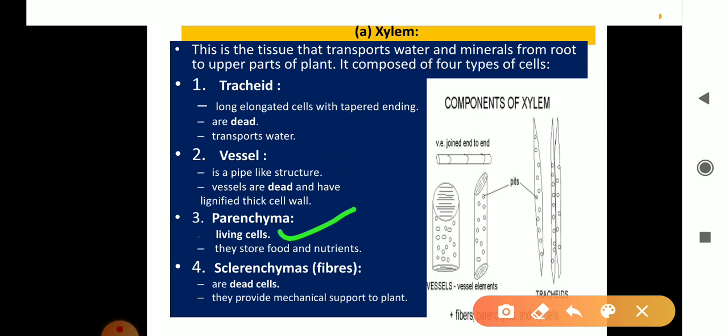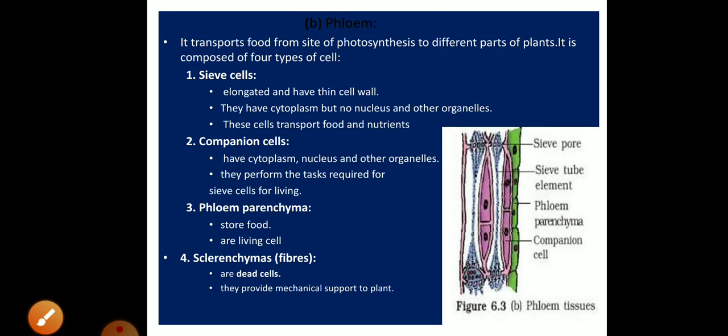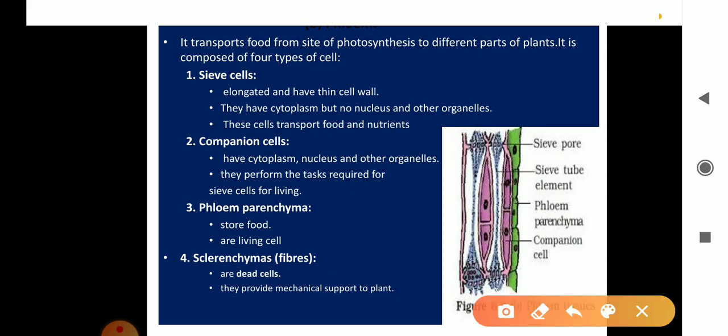Okay, then next is phloem. Now see phloem. Phloem also has four components. It helps in the conduction of food from the site of photosynthesis to the site where it is used or it is stored. Now see, the first component is the sieve cell, second is companion cell, third is phloem parenchyma, then sclerenchyma. Now see one by one.